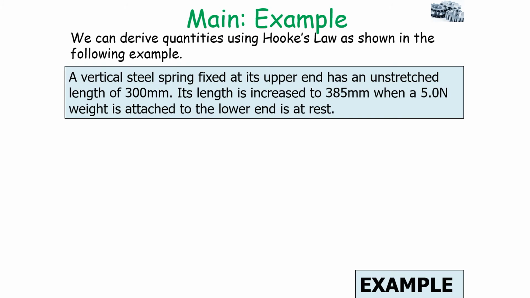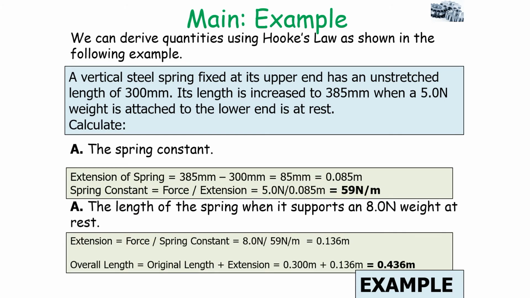So we can actually work out values using Hooke's law as shown in the following example. A vertical steel spring fixed at its upper end has an unstretched length of 300 millimeters. Its length is increased to 385 millimeters when a 5.0 newton weight is attached to the lower end. It is at rest. So the spring constant is therefore going to be, extension, it's going to be 385 millimeters minus 300 millimeters. So it's 85 millimeters, which we convert into meters. We then say spring constant is the force over the extension to get 59 newtons per meter.